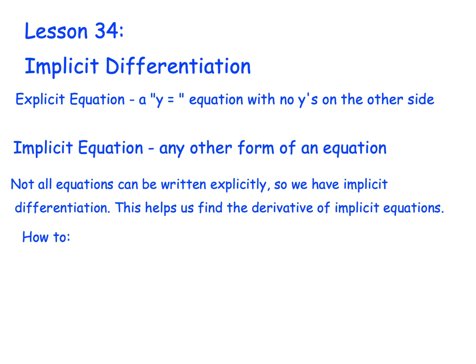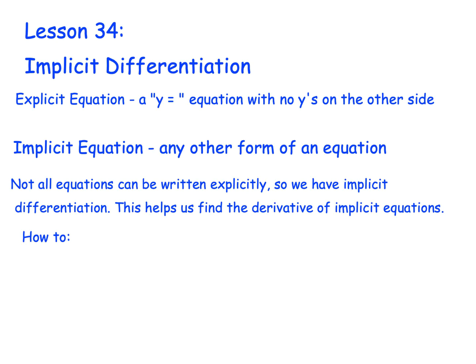Lesson 34 deals with this idea of implicit differentiation, and we'll explain what that is. First of all, let's talk about explicit equations. Those are equations with a y equals or f of x equals, and there's no y's on the other side. So you know what y equals explicitly. Implicit equations then are any other form of the equation where you might have x's and y's multiplied together or on both sides of an equation. So not all equations can be written explicitly, so we have implicit differentiation.